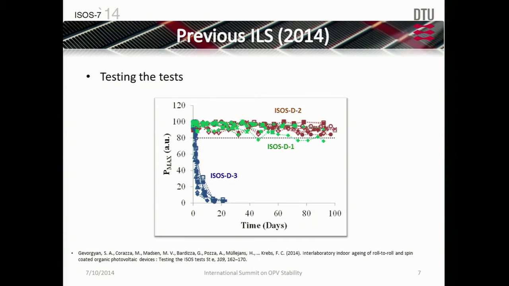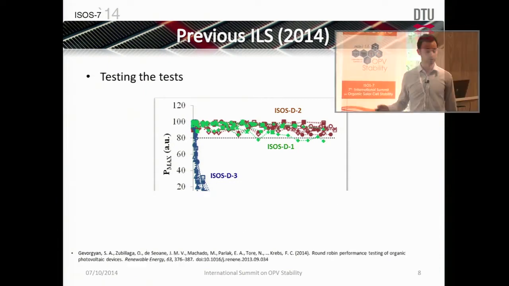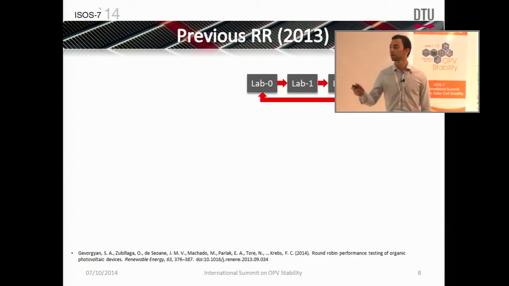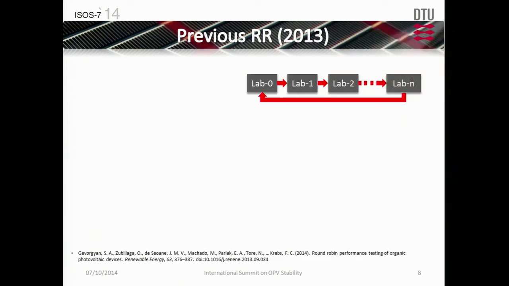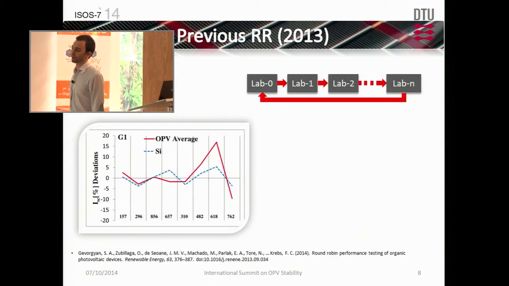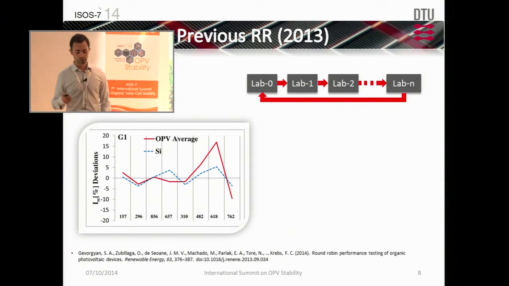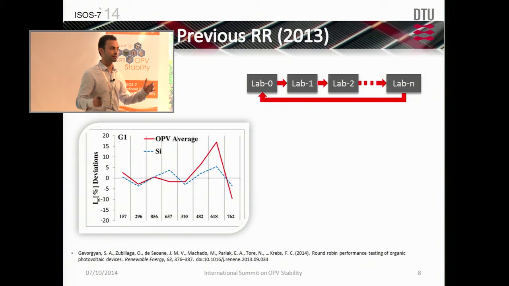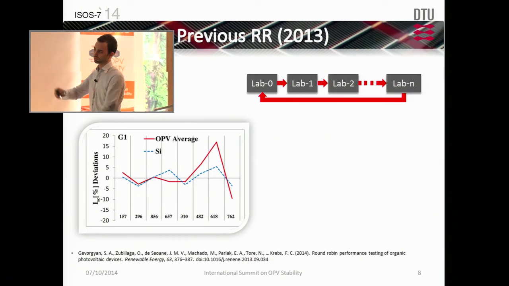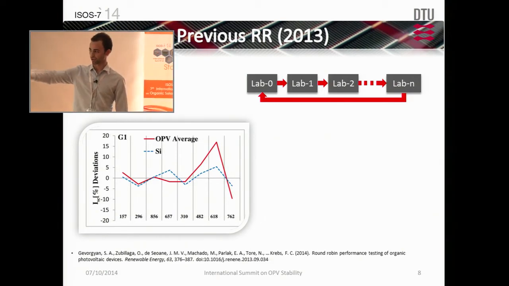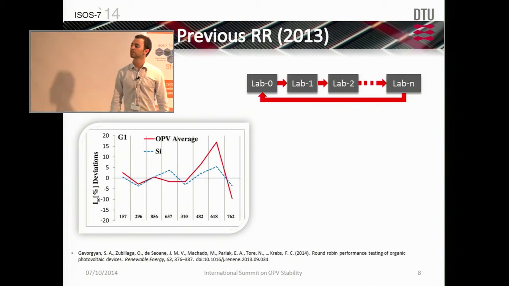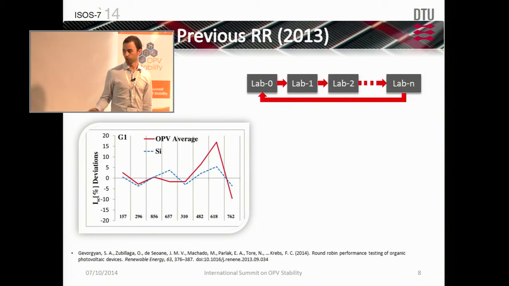So another point was to prove this not only in an inter-laboratory study, but also in a round robin. In this case, the difference is that the same set of samples is sent among different labs. And with this specific one, a silicon device was also included to make sure that the deviation was caused by the OPV and not by equipment error. And you can see that the OPV has caused a deviation in the short circuit current that is comparable with the silicon one, except for a few labs. So this proved this concept also for OPV.